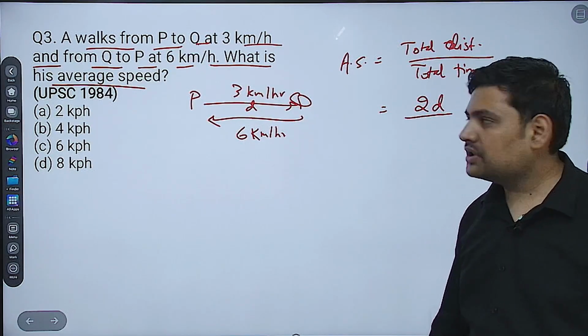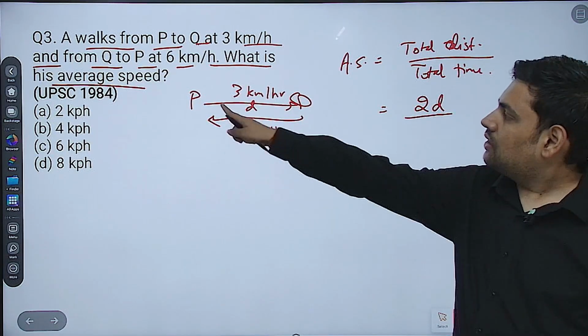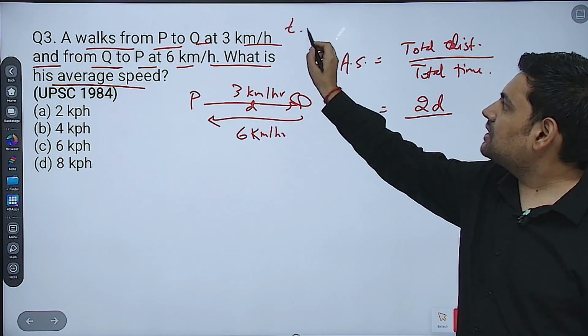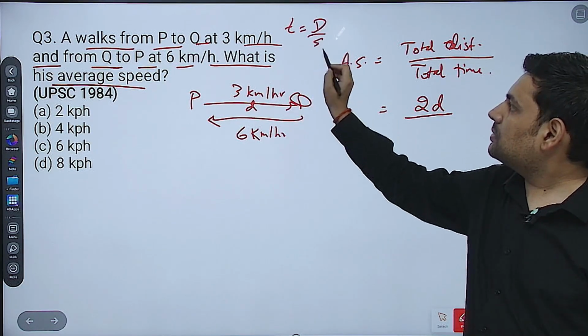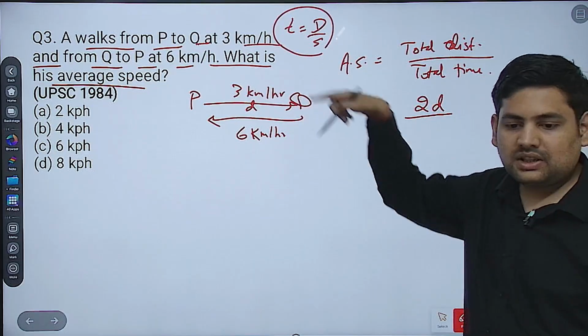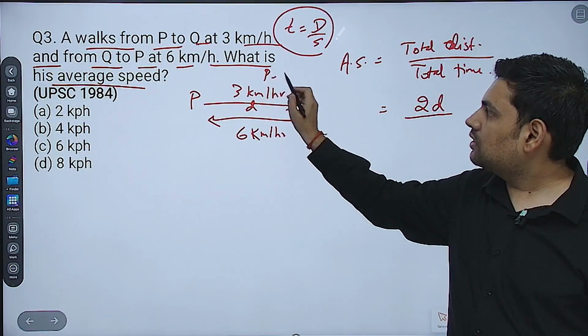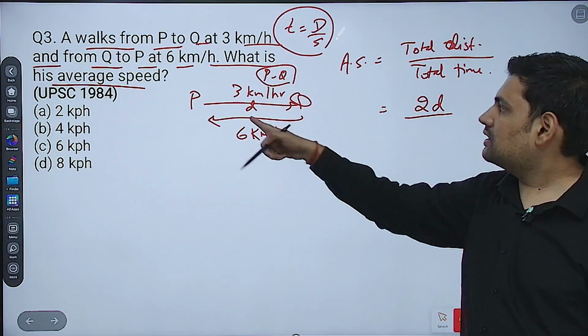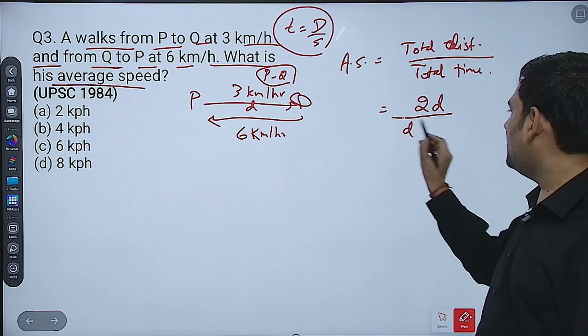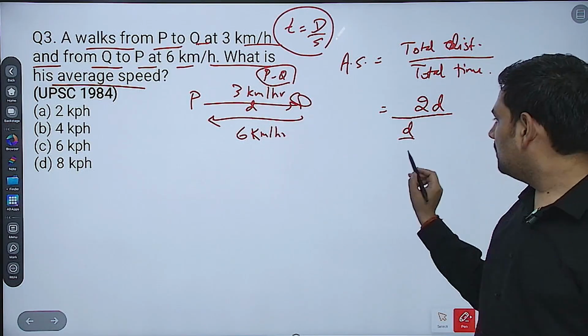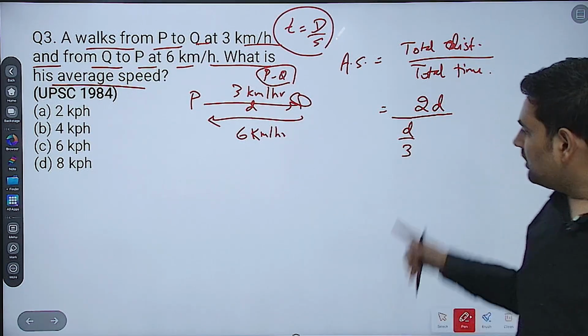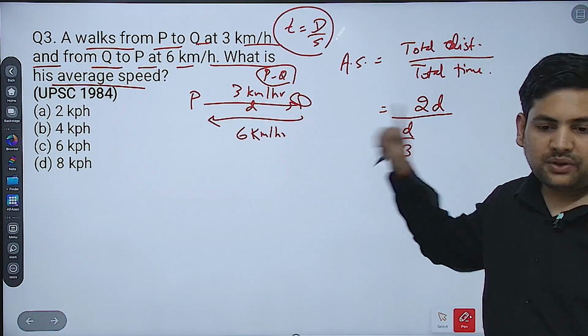Total time is how much? You can write down the total time for the first scenario. Now you know time is equal to distance upon speed. So let's write time this way. While going from P to Q, what is the distance? Distance is d, divided by what is the speed? Speed is 3 kilometers per hour. So this is the time for going from P to Q.